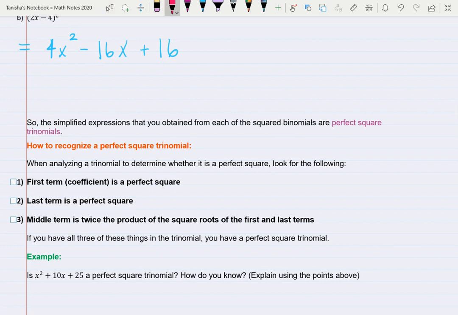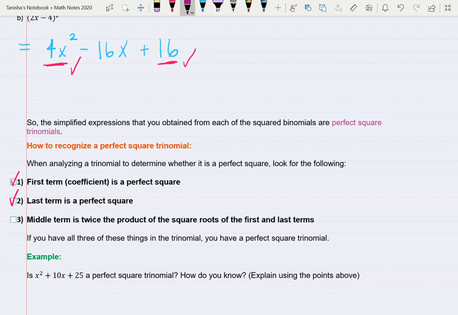When analyzing a trinomial to determine whether it is a perfect square, look for the following. The first term has to be a perfect square. The first term is our 4x squared term here. Is it a perfect square? Yes, it is. The last term also has to be a perfect square. This is our last term here, 16. Yes, it is a perfect square. I'm just going to check off in the boxes too.